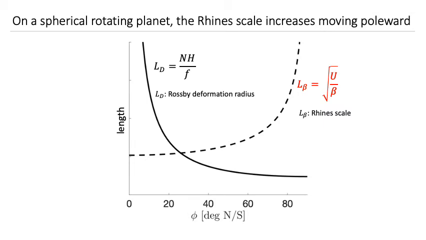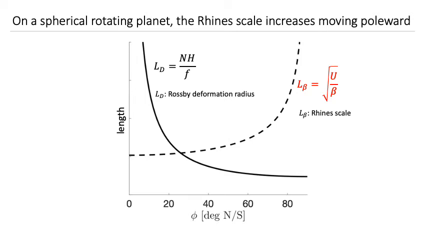So on a spherical rotating planet, the Rhine scale increases moving poleward. I just put this on here for reference, and I have purposefully not put actual length scales on the y-axis. But in this class, you've plotted the Rossby deformation radius as a function of latitude, which decreases as you go to higher values of f. What's interesting is the Rhine scale varies in the opposite direction. It increases as you move poleward.